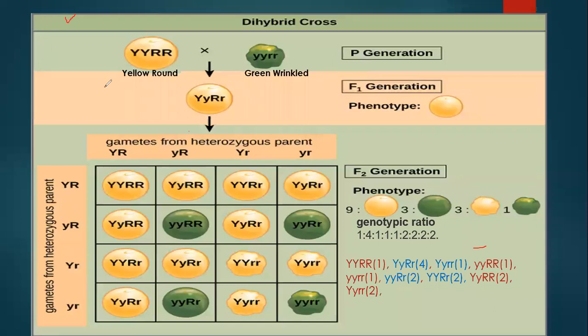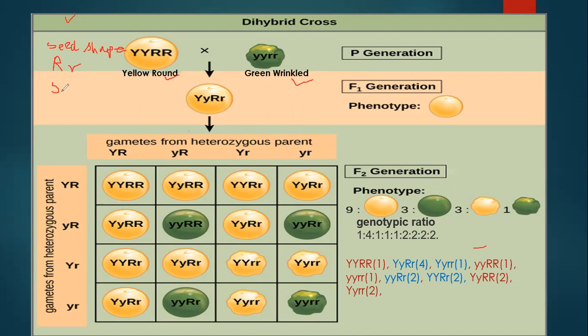Dihybrid cross means, in this cross, two traits will be taken at a time. So here the two traits which are taken are seed shape, for which there were two alleles present: capital R for round, and a small r for wrinkled shape.